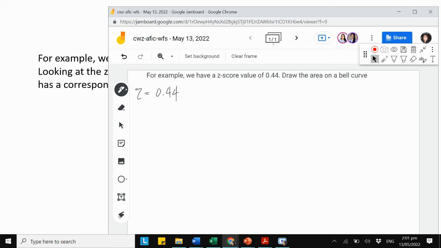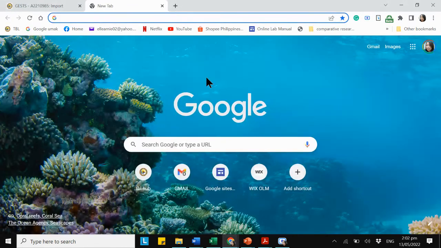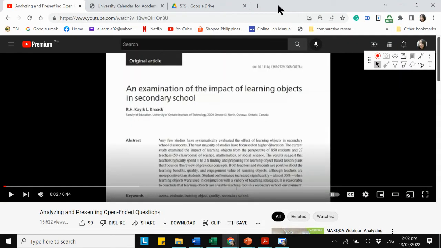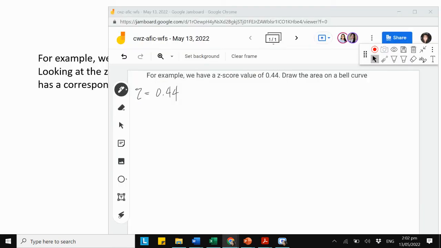Wait lang. Asan na si bell curve kanina? May kanina pa kami ginagamit na bell curve na diagram na maganda-ganda eh. Nawala na din. Nawala nga. Wait lang. Hanapin ko ulit si bell curve.